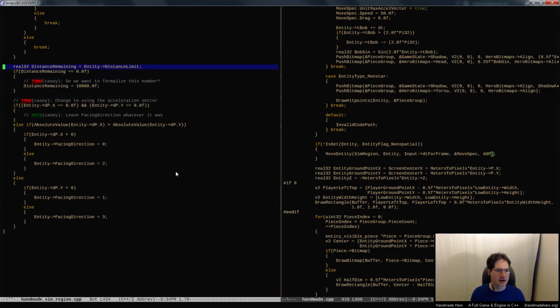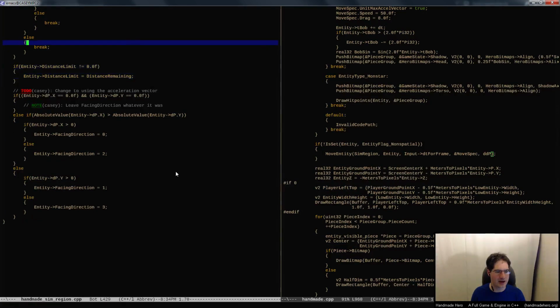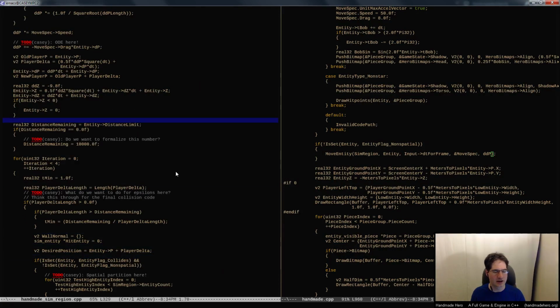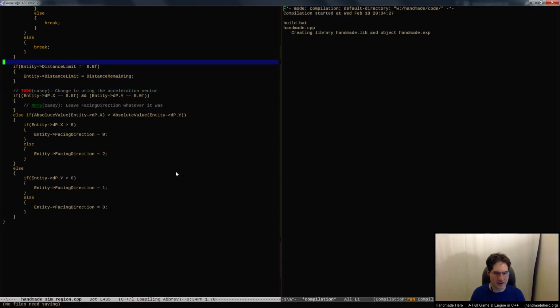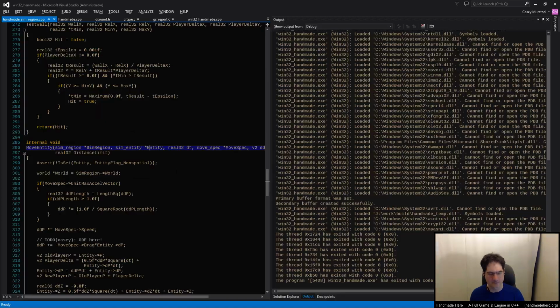At the end, we'll basically say if the entity's distance limit was not equal to 0 in the first place, we will just write back whatever the distance remaining actually was. And so now that's their new distance limit. And so that way it'll decrement as we move. Every time the entity moves, it will have its distance limit decremented, right? As long as it wasn't set to 0. If it was set to 0, that's the case that says, all right, just let them move however far they want. Don't deal with it.